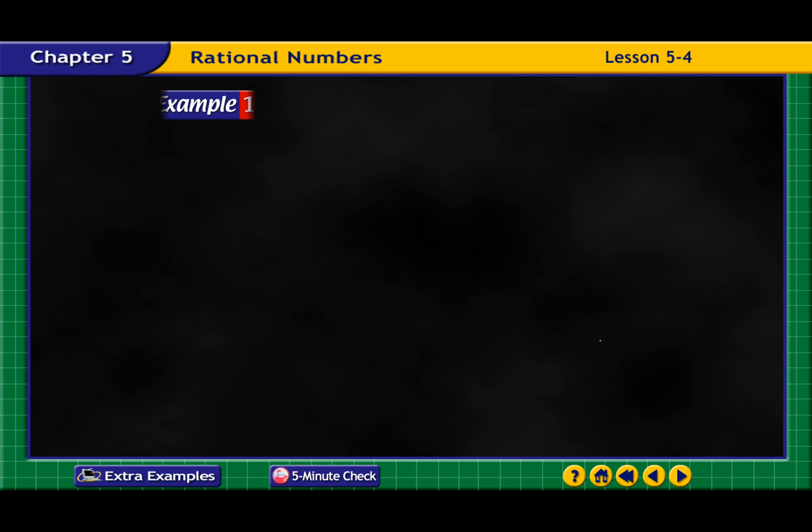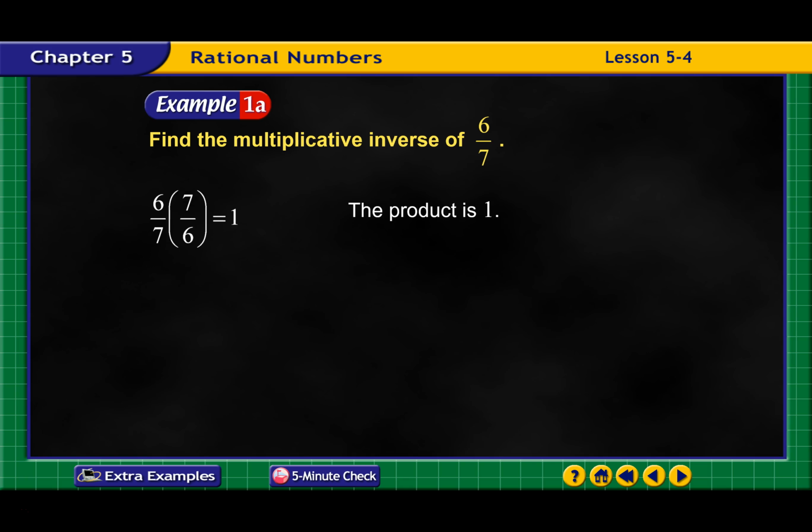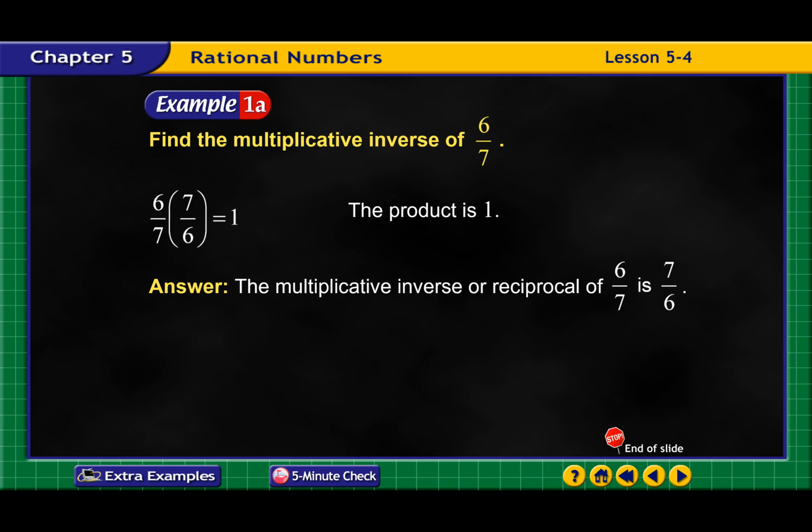All right, so let's find the multiplicative inverse of 6 over 7. If I flip it and put 7 over 6, multiply them together, and they equal 1. Therefore, the multiplicative inverse or reciprocal of 6 over 7 is 7 over 6.